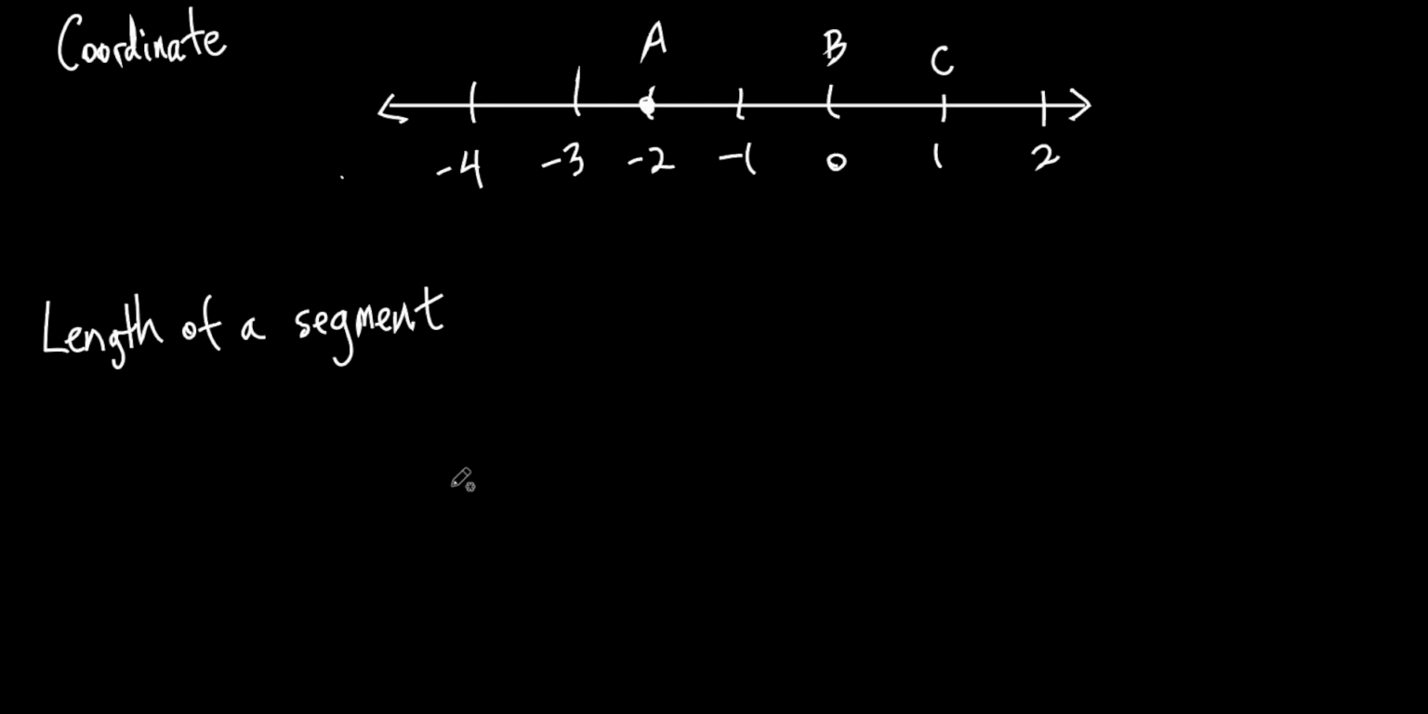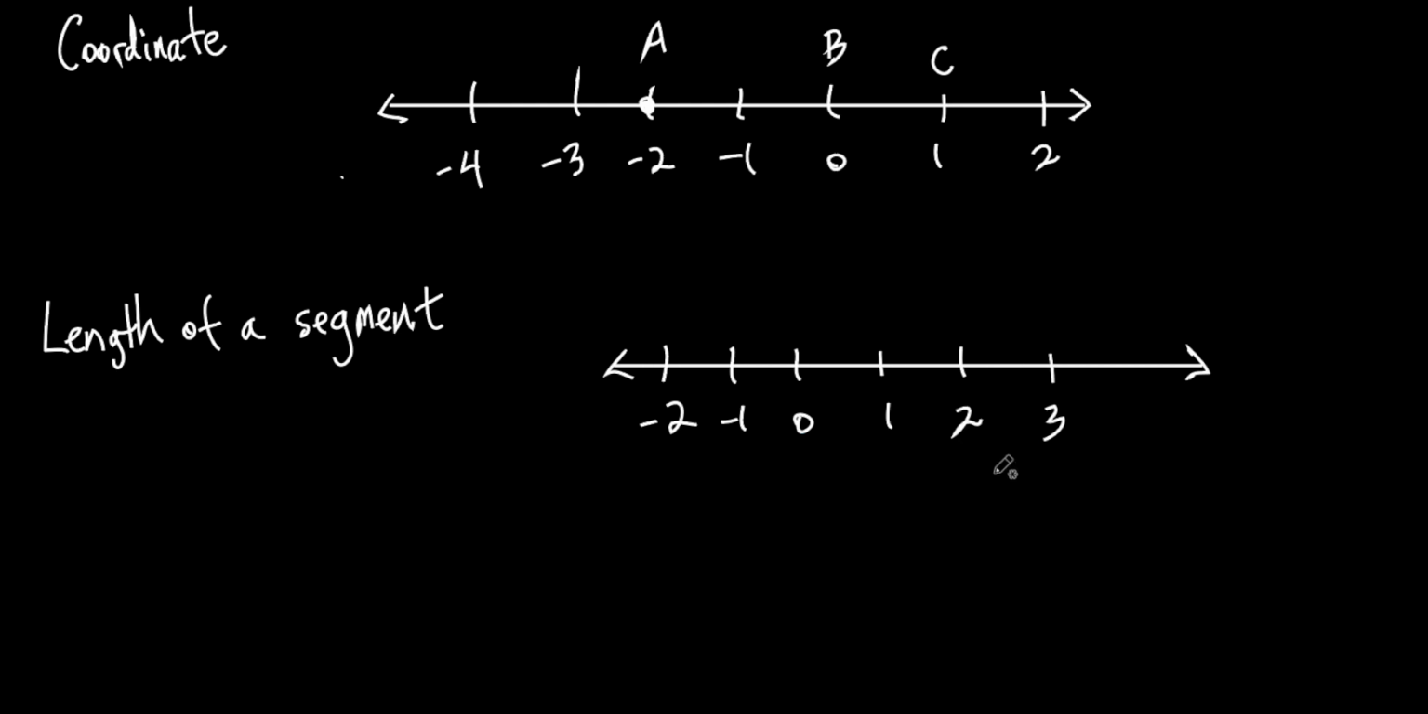So let's do this. Let's do a different number line. I'll say this is -2. Let's go up to 3. -1, 0, 1, 2, 3. All right.